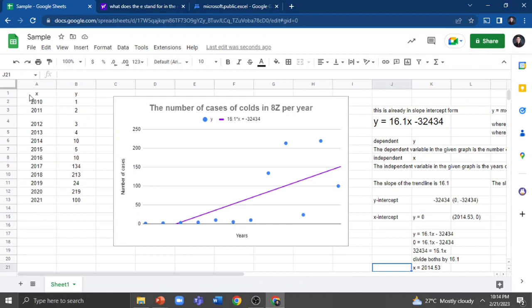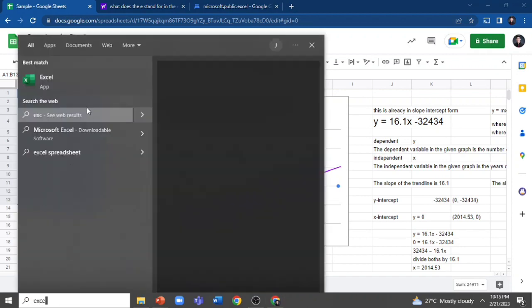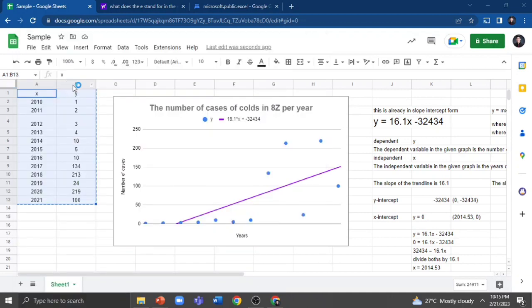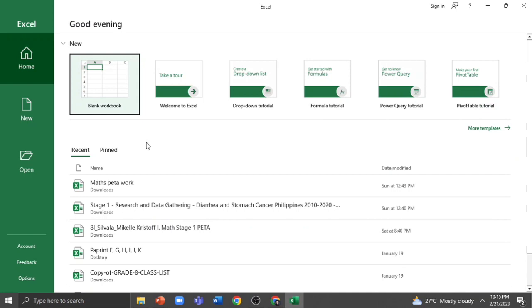The dilemma here is that Google Sheets is online, Excel could be offline, and there are a few differences between how to use them in the data gathering. So I'll just open this one and put the data here. I'm showing it also so that you have an idea that it's going to be the same thing.